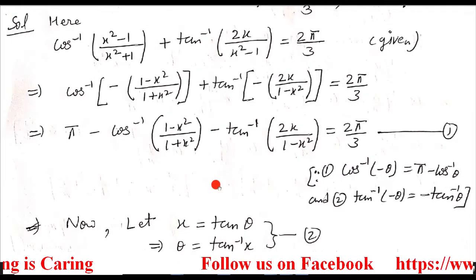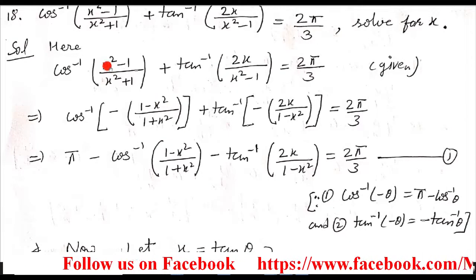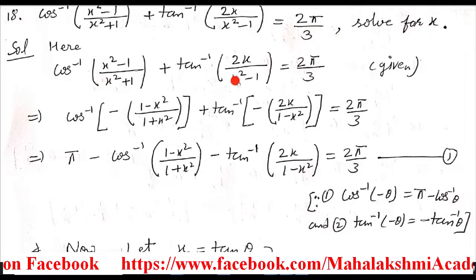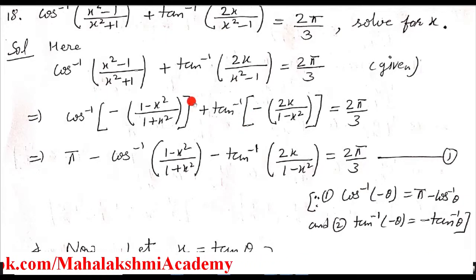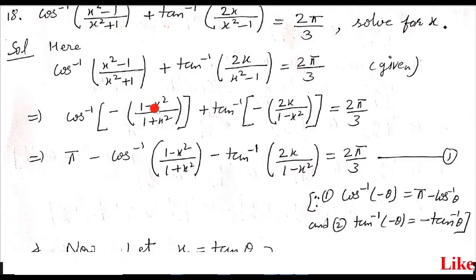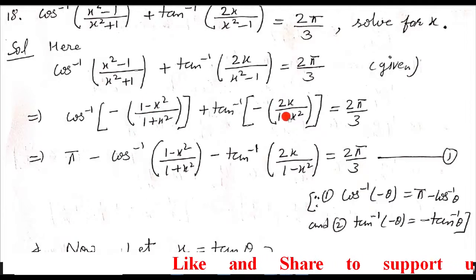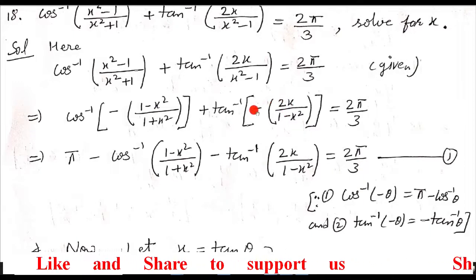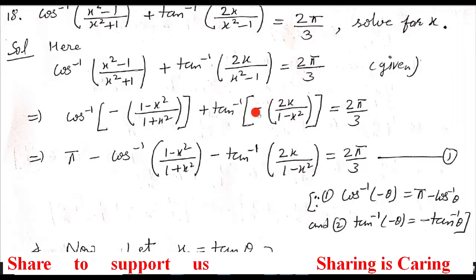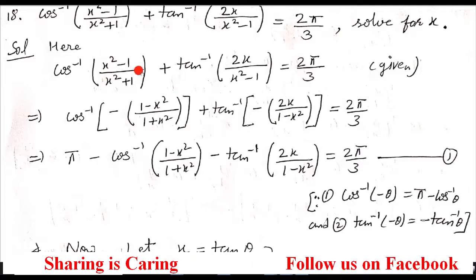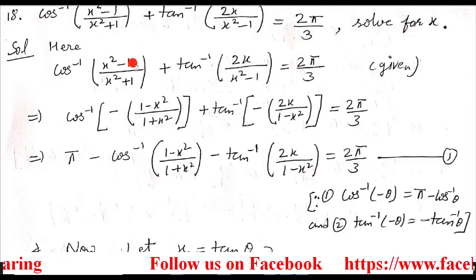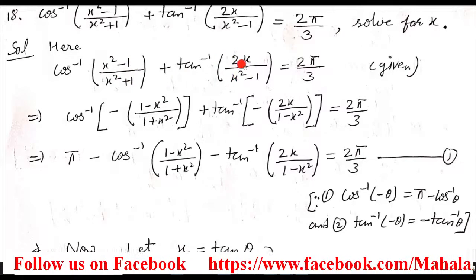But we will see the question. In the question what we have, x square minus 1, and here also we have x square minus 1. So in the further step, to use the formula properly, we will adjust them. That's why we'll take minus common here, so that we can bring it in the formula of cos 2 theta, and here also we'll take minus common so that we can bring it in the form of tan 2 theta. This step will come to our mind by observing them properly, that what is going to be the formula of cos 2 theta and tan 2 theta.